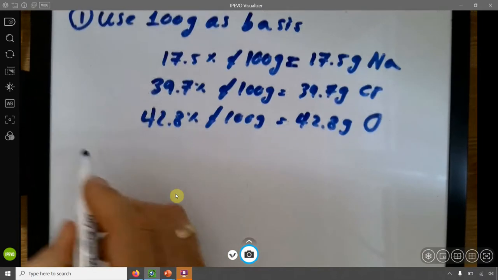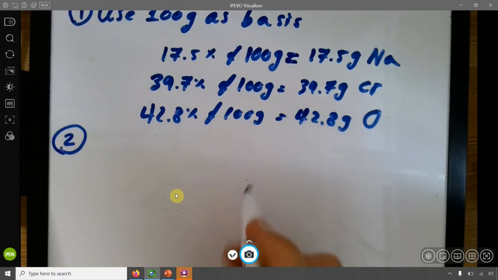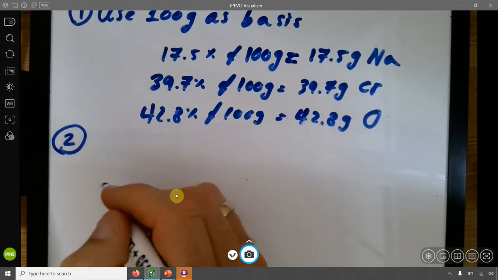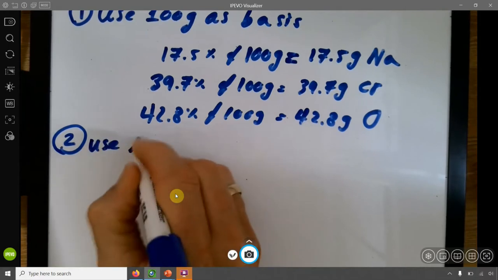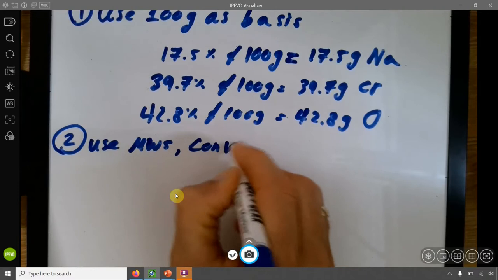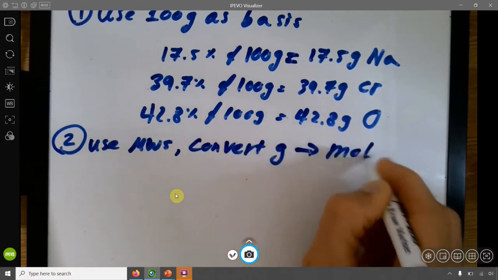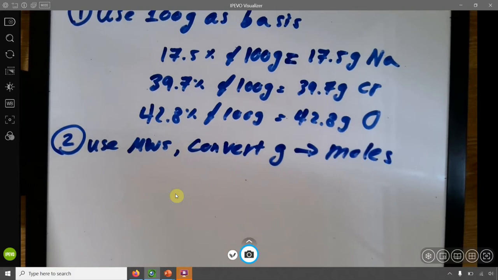Great. Step 2. I have everything in masses. Use the molecular weight from the periodic table and convert all the masses into moles. Because as we've shown before, when you're looking at any molecular formula whatsoever, the subscripts tell you the mole ratio. So we're going to get the mole ratio. That's what we're doing.